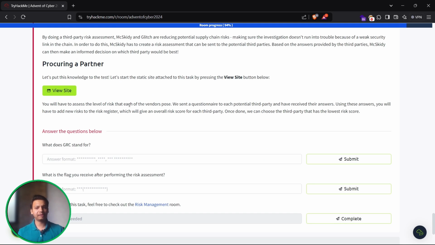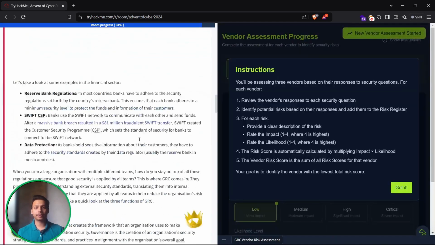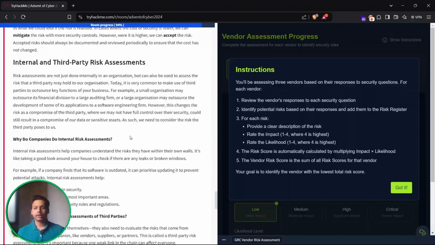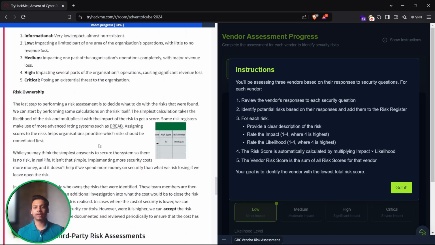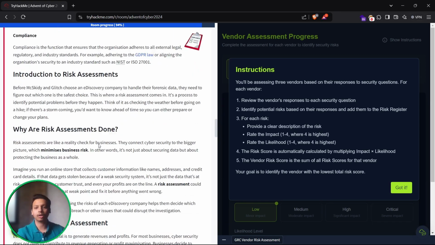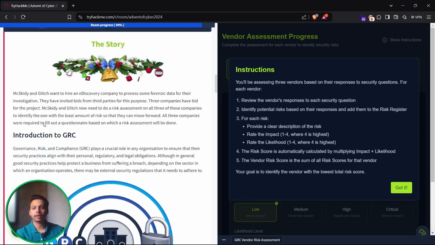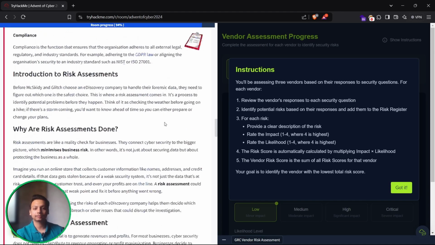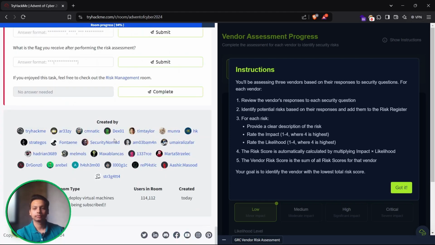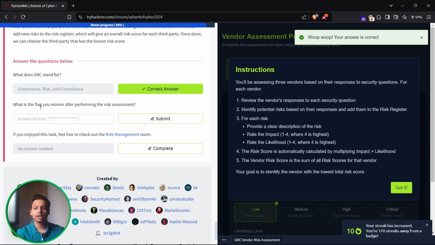So we will directly start with our practical. We just have to click on visit website and we are able to see it. So I guess there is one question: what does GRC stand for? It stands for Governance, Risk and Compliance. So we can directly copy that over here and paste it. Yep. What is the flag you received after performing the risk assessment?